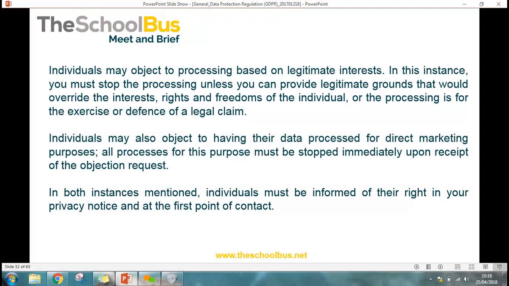They also might object to having their data processed for direct marketing. So this is why, when you include everything in your privacy statement and your terms and conditions, that individual knows exactly how the data is going to be processed, and that can literally be everything from sending out newsletters to sending out bits of marketing about the school. They have a right to object to that and opt out. Obviously, when it comes to schools, there will be certain things that pupils and staff can't opt out of, and that falls under legitimate interest.